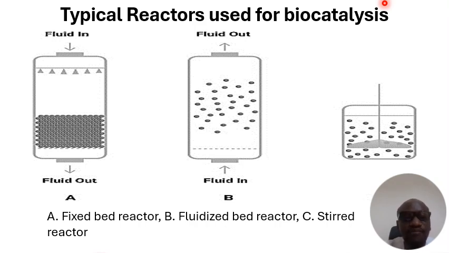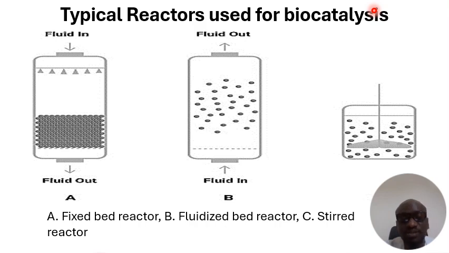The second one is the fluidized bed reactor. In this one, the enzymes are suspended in the upward fluid flow, causing them to fluidize and move freely. They are scattered and move freely. The way it operates is that fluid enters from the bottom and exits at the top, keeping particles in clear motion.